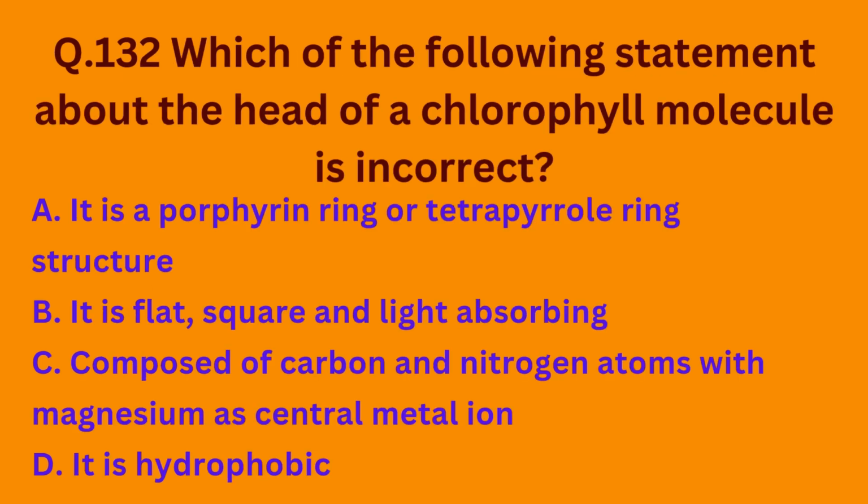Coming to next question, which of the following statements about the head of a chlorophyll molecule is incorrect? Option A, it is a porphyrin ring or tetrapyrrole ring structure. Option B, it is flat, square and light absorbing. Option C, composed of carbon and nitrogen atoms with magnesium as central metal ion. Option D, it is hydrophobic. So the correct option is option D. It is not hydrophobic.